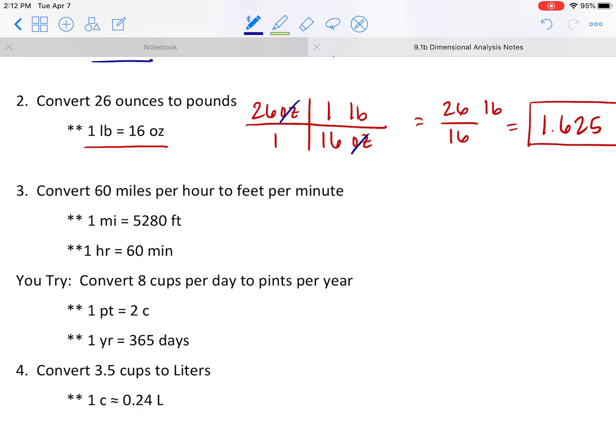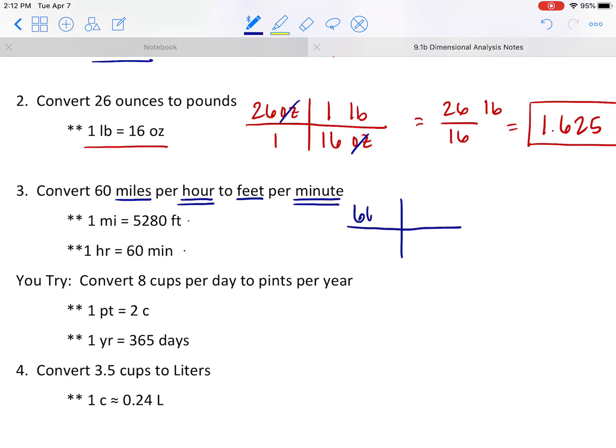Okay, now number 3 is going to be a little more than what we had going on here, and you can see there are 2 unit fractions given, but we're trying to convert from 60 miles per hour to feet per minute. So we're trying to make 2 changes here. Not only are we trying to go from miles to feet, but we're also trying to go from hours to minutes. So that's 2 conversions, which means we're going to have to use at least 2 unit fractions, and that's why we're given the 2 different amounts here.